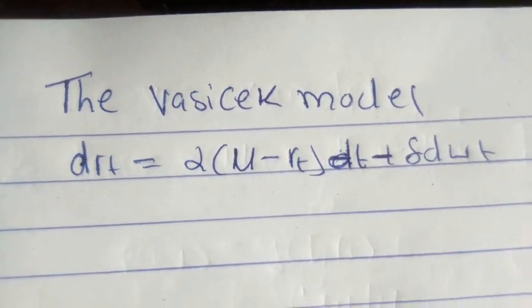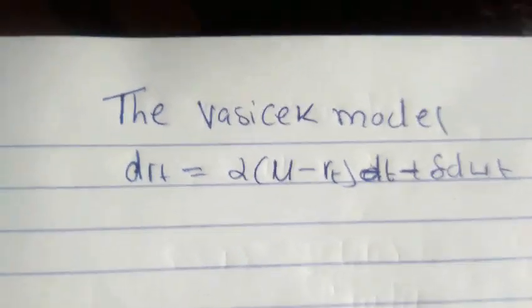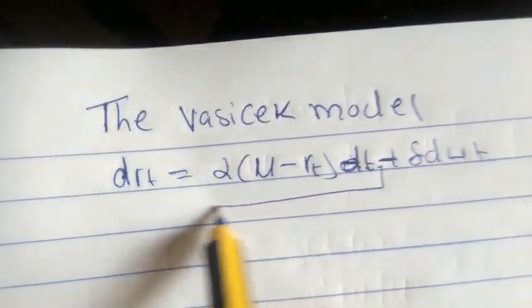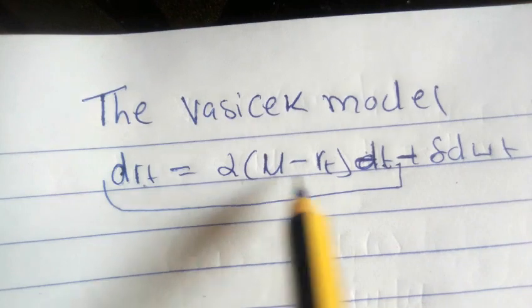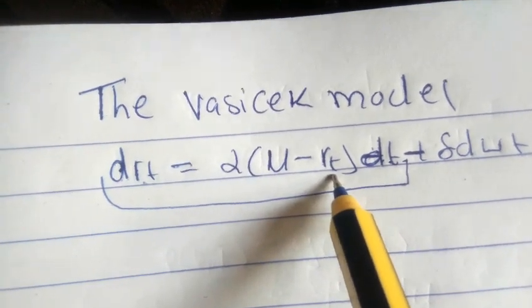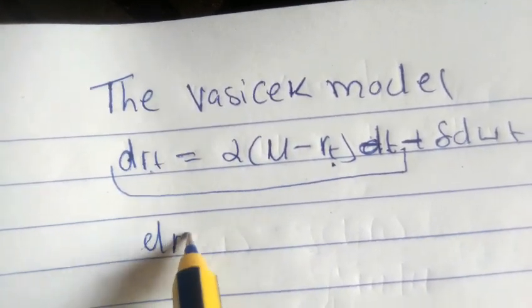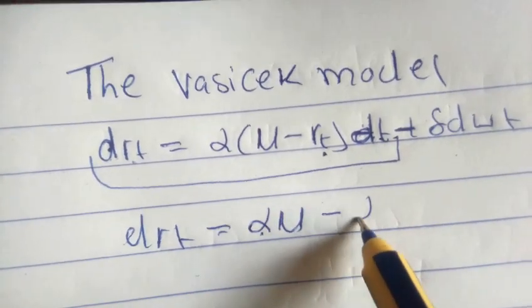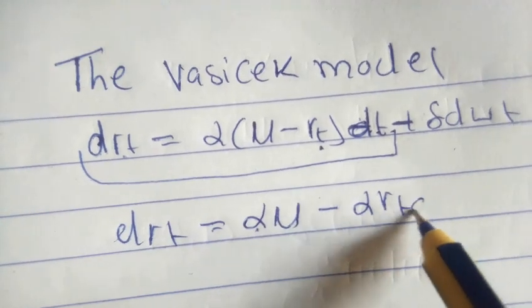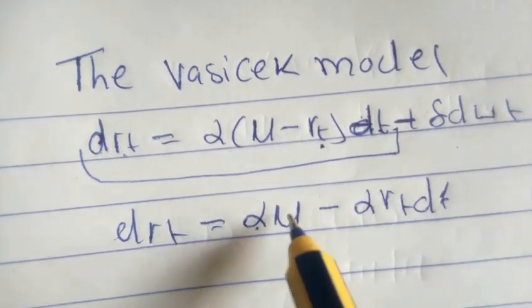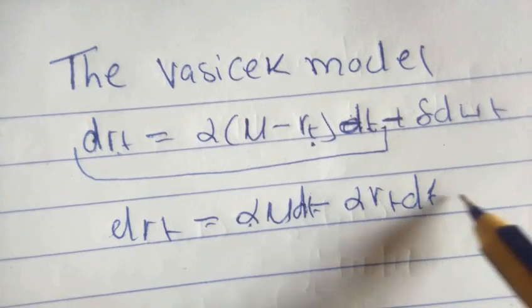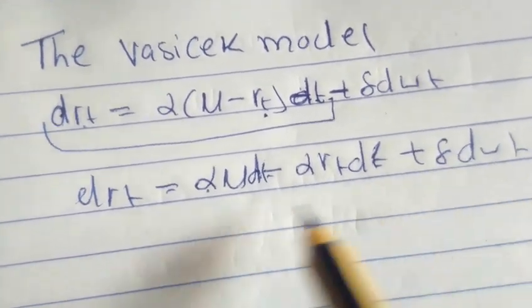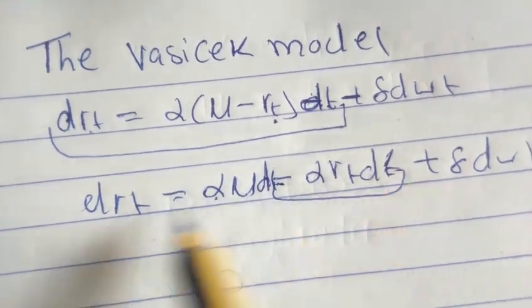How to find the exact solution of the Vasicek model. For this one, we are going to concentrate on this point, because this one has RT. So we are going to see dRT is equal to alpha times (mu minus alpha RT) dt. That means this one has dt, plus sigma dWT. So we are going to get this one and this one.